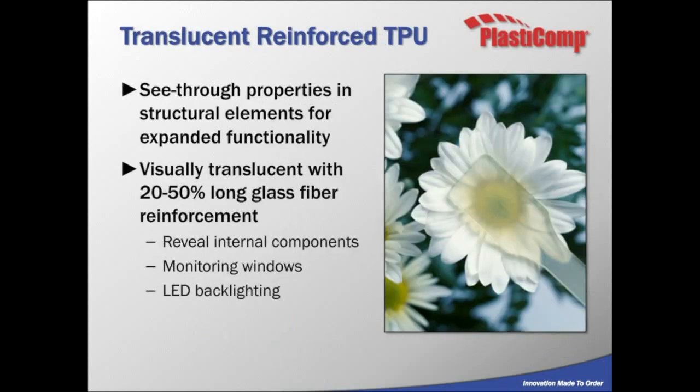And then another material that I'd like to highlight is our Reinforced TPU. This is a translucent material, and believe it or not, that dog bone on the right is actually molded with 45% long glass material, and you still have contact clarity. So this is a translucent material that can be used in applications where you need rigidity and strength, where you need to reveal internal components, things like monitoring windows and LED backlighting.